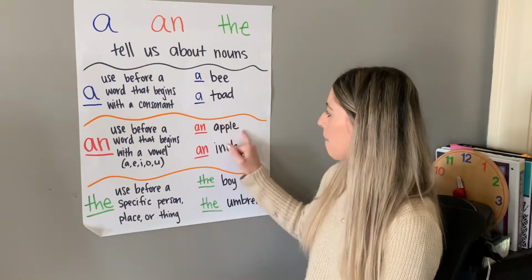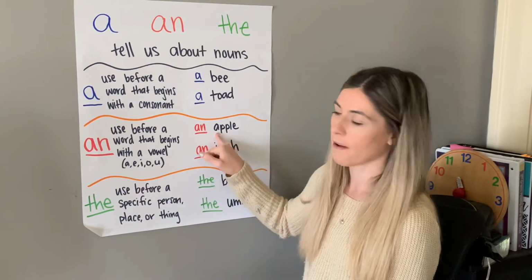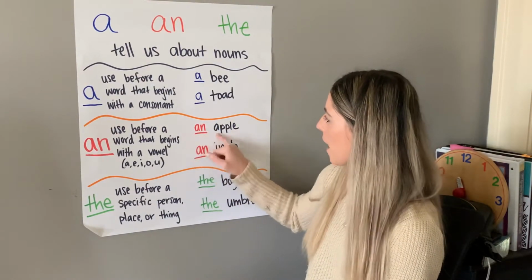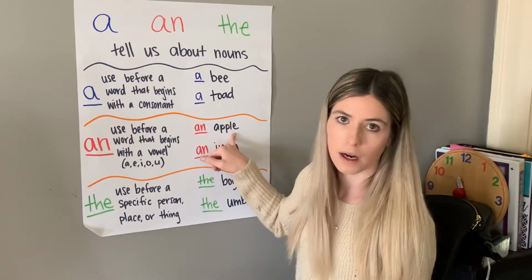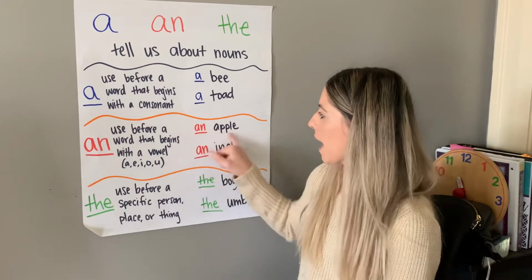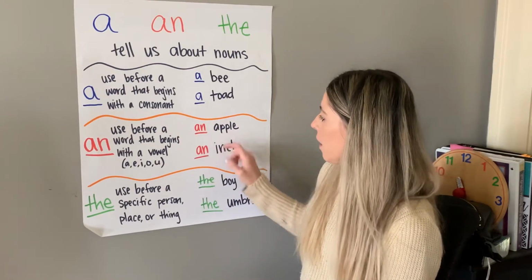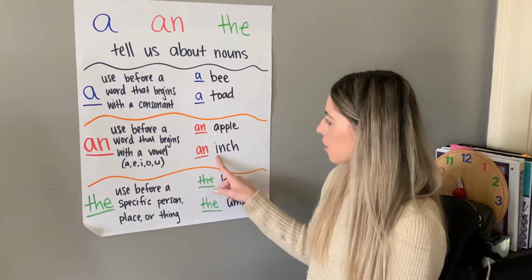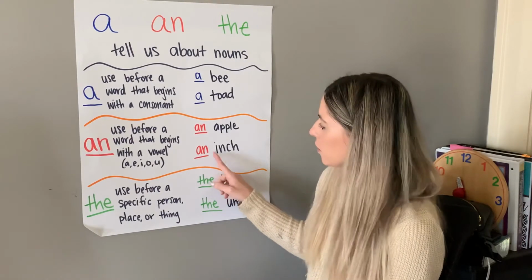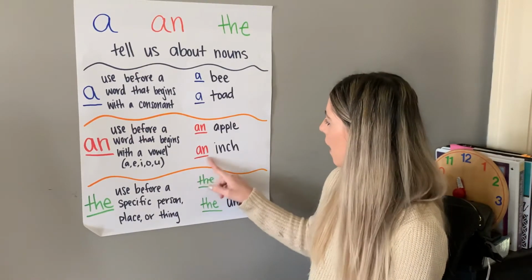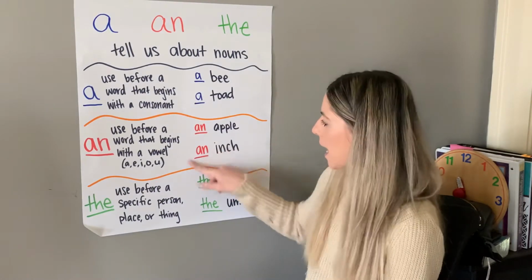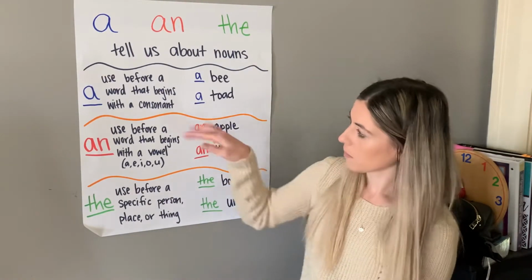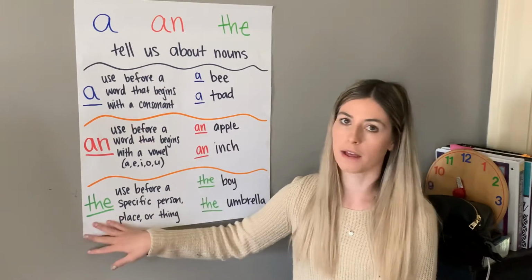This is the word apple, it starts with an A, that's a vowel, so we're gonna use an apple. We do not say a apple, that doesn't work. We have to say an apple. Then this one is the word inch. It starts with an I, which is a vowel, so we have to use an inch. We do not say a inch. It's an inch.